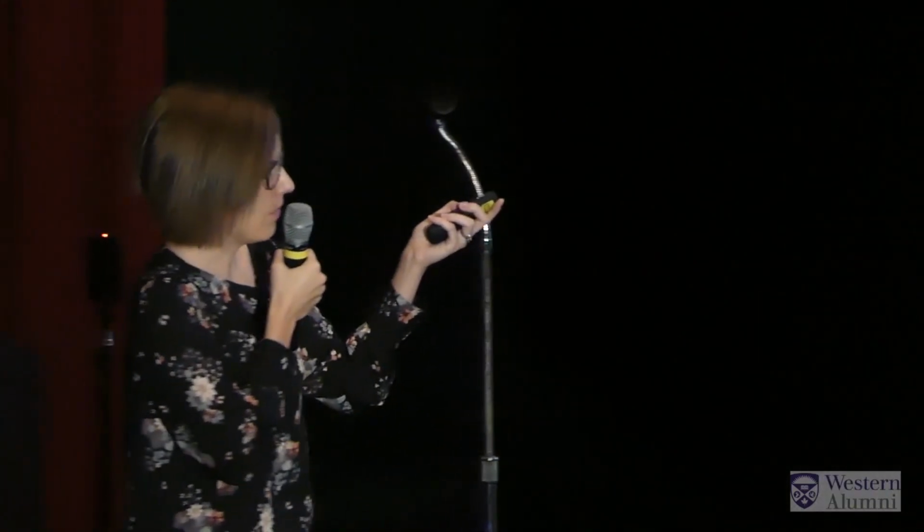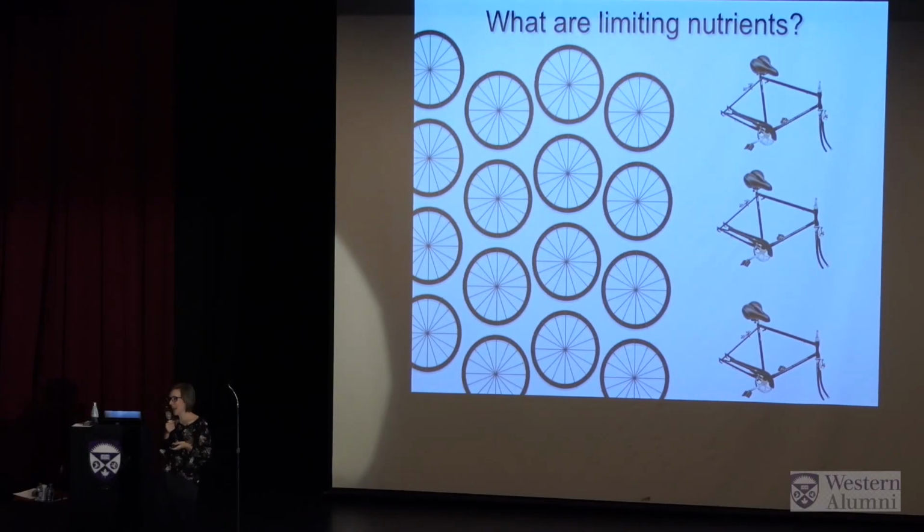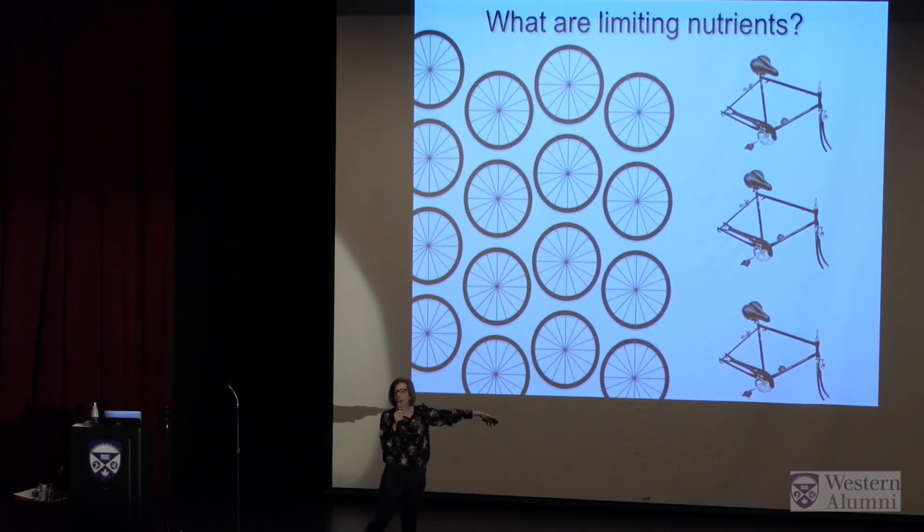So limiting nutrient, maybe some have not heard of this before. So obviously I turned to bikes. That's the most logical thing to go to. So what are limiting nutrients? Well, if I have all of these bike parts, how many bikes can I make?